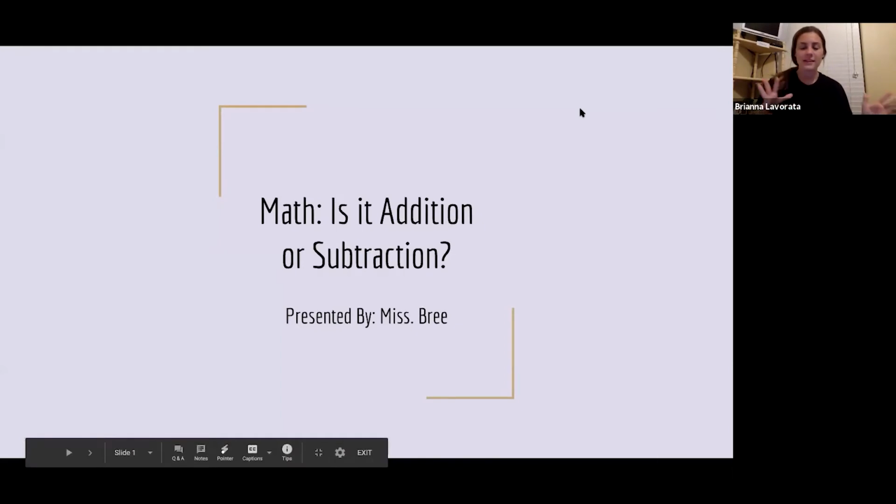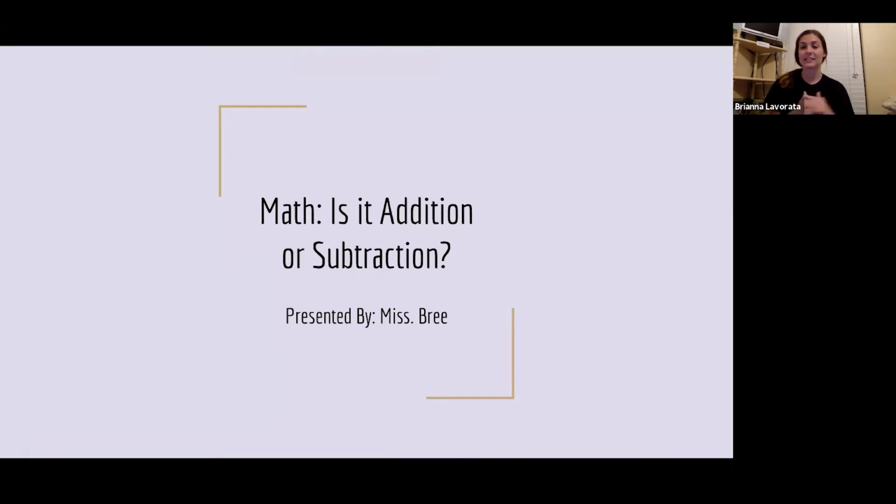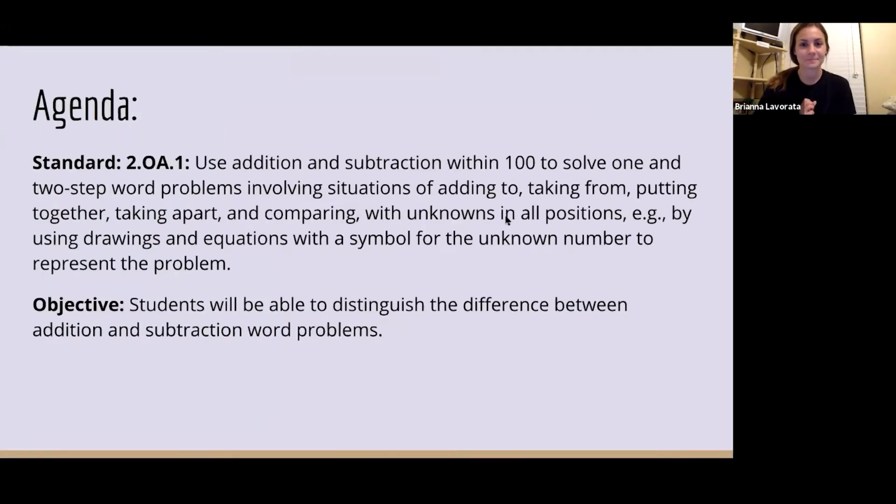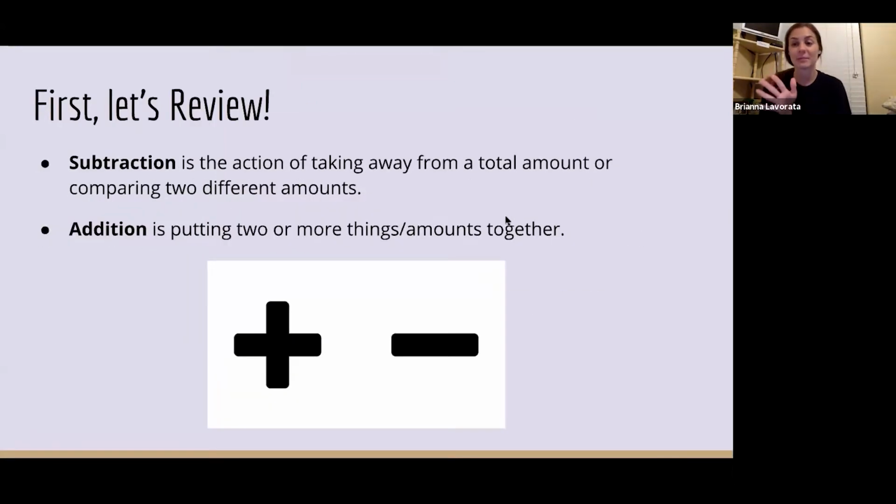All right, so the whole center of this lesson is going to be identifying the difference between addition or subtraction. Two very important math concepts, especially for you second graders. So like I said, you're going to become pros at this. So before we jump right on into our lesson, I wanted to first review these two concepts, okay?